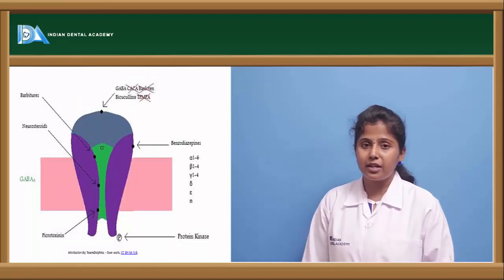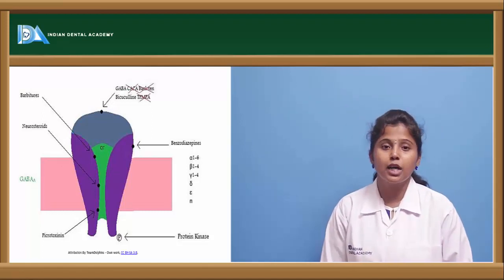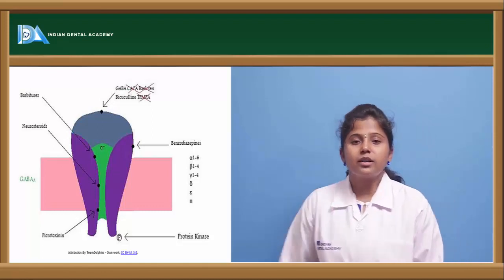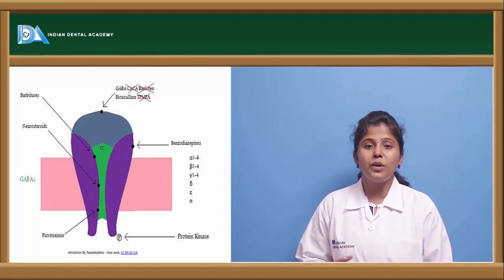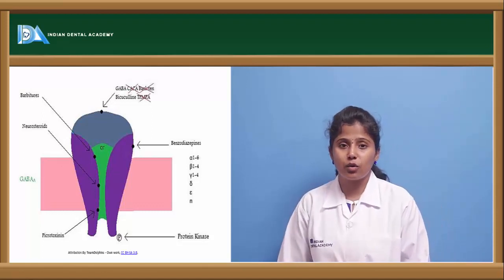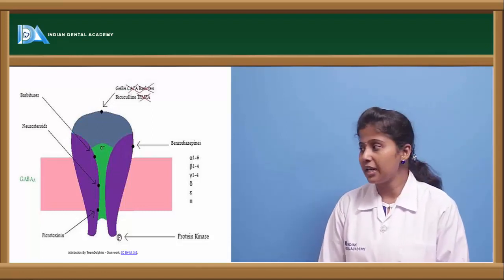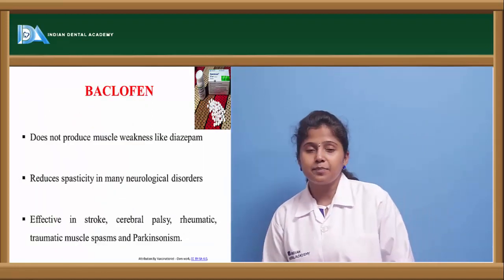Here we can see the mechanism of action. In the GABA receptors, there is a benzodiazepine binding site. Diazepam binds to the benzodiazepine binding site. This allows the GABA receptors to open the chloride ion channels, and thereby the entry of chloride into the channel takes place, leading to skeletal muscle relaxation or producing a sedative effect. The other drug is baclofen.